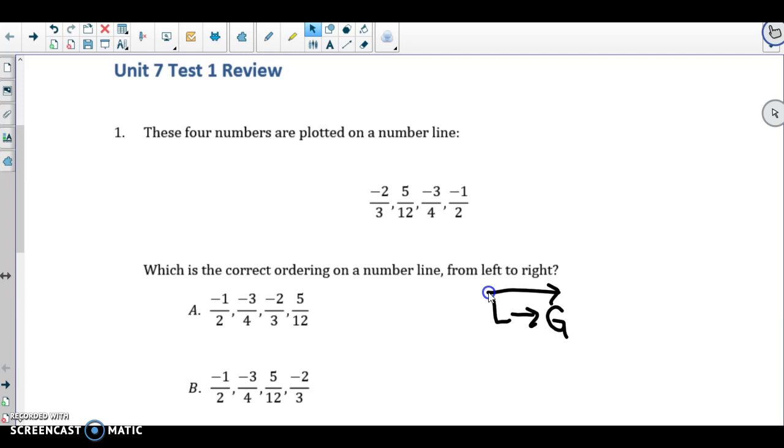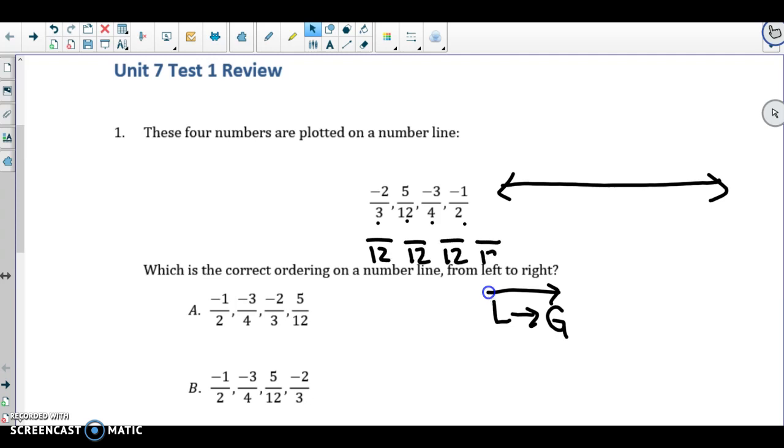So this will make a number line. That would make the most sense. And if I notice, all of these numbers are fractions. And if I notice 2, 4, 3, and 12, they could come up with a common denominator. 2, 3, 4, and 12, we could have common denominators of 12. So if I change all of them to 12s, that might make it a little bit easier to compare them.